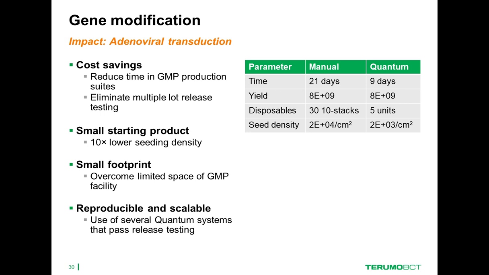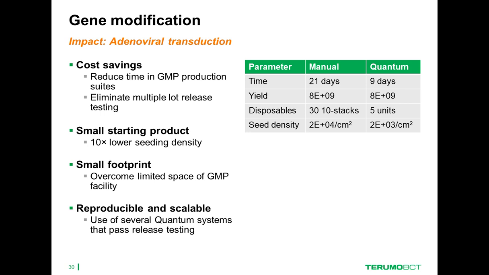Because of the limited space in their existing facility, City of Hope would have had to perform multiple batches to achieve the target of 8 billion cells. With the Quantum, they could do more with the current resources and produce 8 billion cells in one single batch, therefore reducing the time in the GMP production suite by 60% and eliminating costs from multiple lot release testing. You can see this in the table.